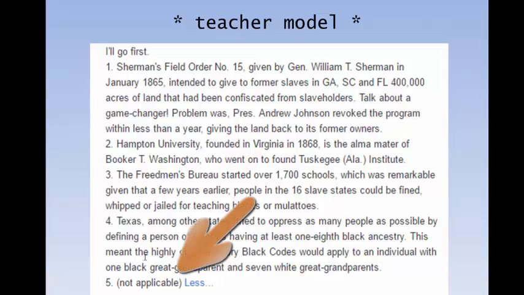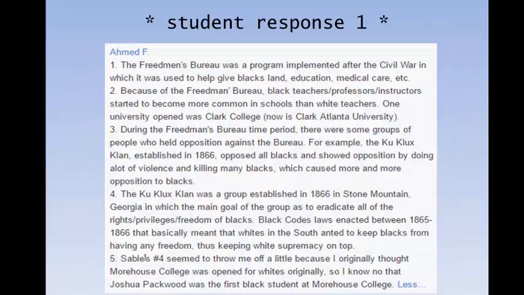Number 5, I skipped because I went first and therefore was not in a position to comment on any student work, as my students would have done after me. Here's how it looks. You can see that the student has followed my lead with a variety of information about land, about education, about functions of the Freedmen's Bureau, and then about the backlash, including black codes.